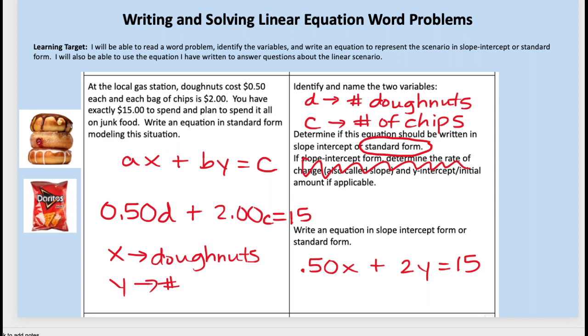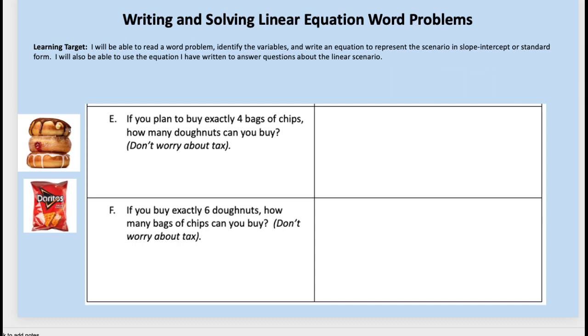Okay. So now let's go ahead and answer some questions using this equation that we have written. I like to just use those variables D and C. So just to rewrite it from the previous page, it was 0.5D plus 2C equals 15, where D stands for number of donuts and C stands for number of bags of chips. Here's my first question. If you plan to buy exactly 4 bags of chips, how many donuts can you buy? And we're going to ignore tax in these two examples.